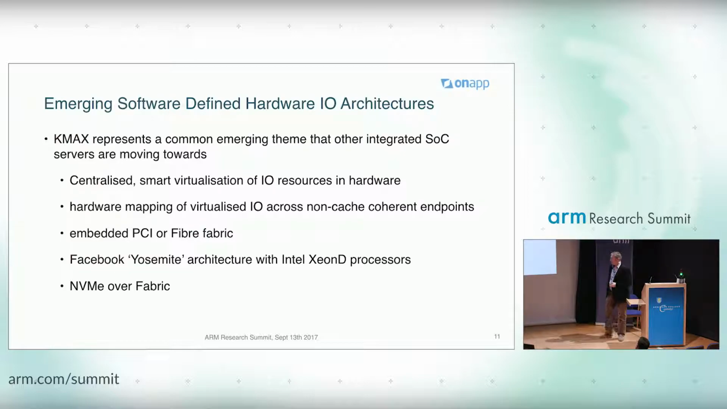Systems such as the Facebook Yosemite architecture are a very similar approach, and I think we've heard of other systems today as well taking a similar idea. I would argue this is a similar trend to what we're seeing with protocols such as NVMe over Fabric, where we have a very fast fabric interconnect that allows us to distribute physical storage resources, but to access them in hardware at a very fast rate.